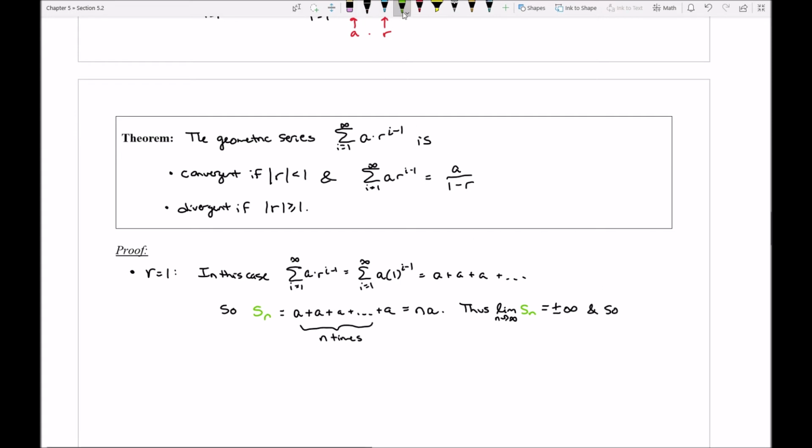And so we can say that S sub n diverges, which means that the series diverges. Okay, so we've covered, in the case when r is 1, the geometric series diverges.